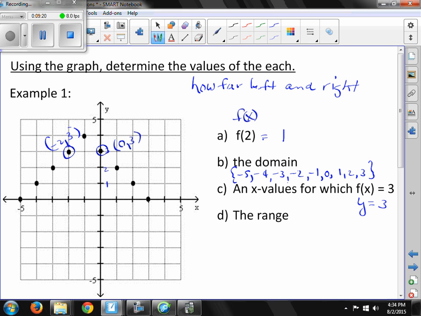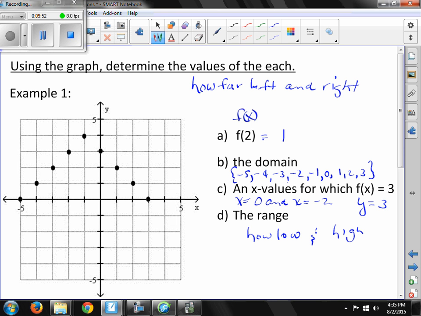So we have 2 x values. We have x is equal to 0, and x is equal to negative 2 that have y values of 3. The range, let me erase again. The range is how low and how high does the graph go?